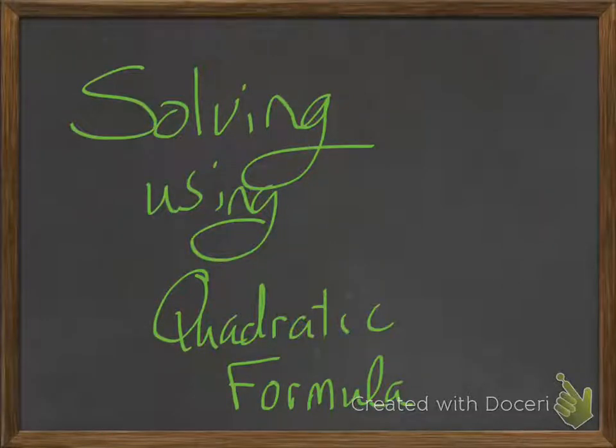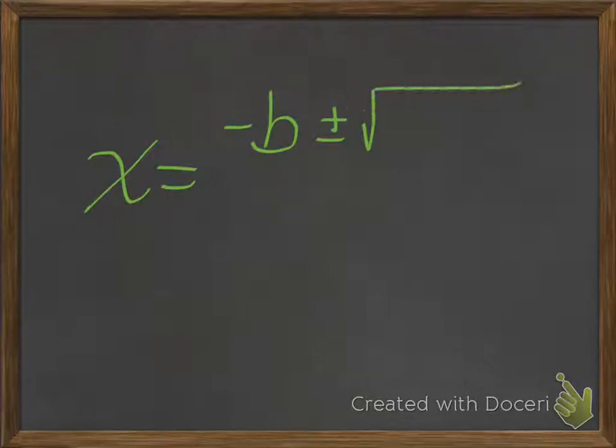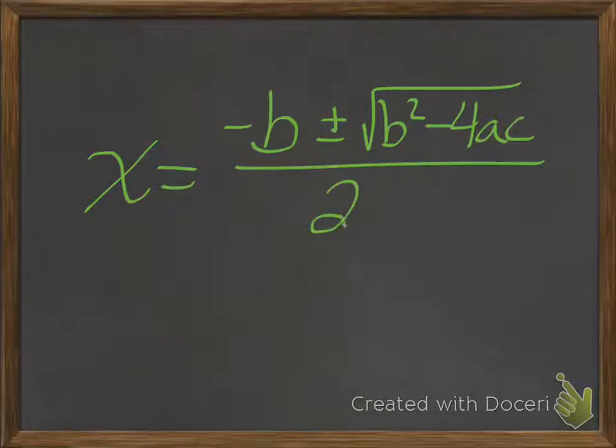So when we're solving using the quadratic formula, that's using the formula x equals negative b plus or minus the square root of b squared minus 4ac, all over 2a. Now, me personally, I usually find the discriminant before I even start solving because it makes it easier to plug in than trying to plug it in and solve through the process.